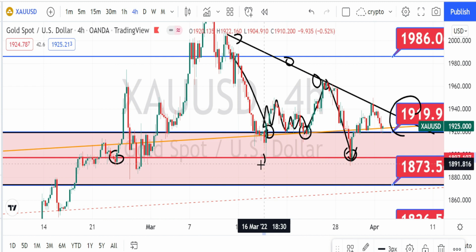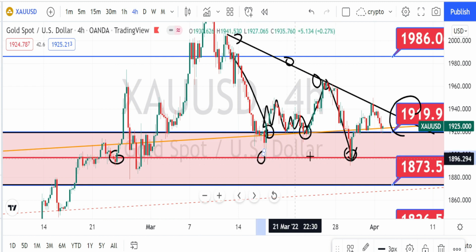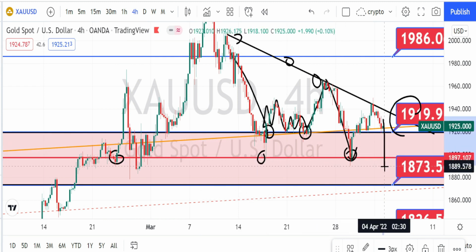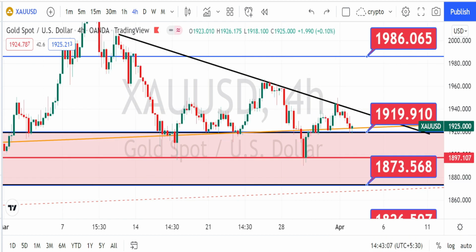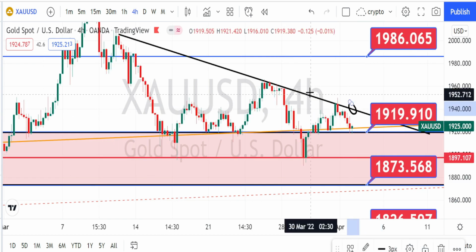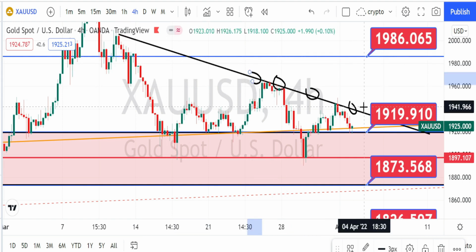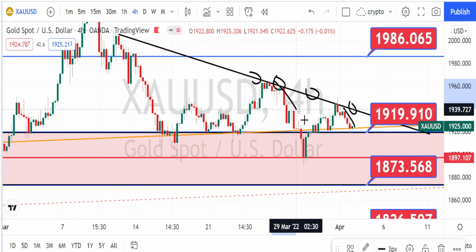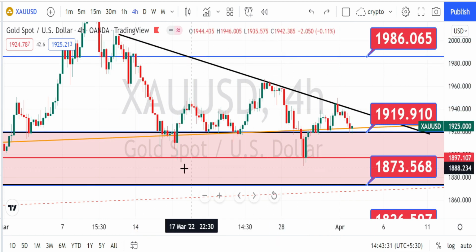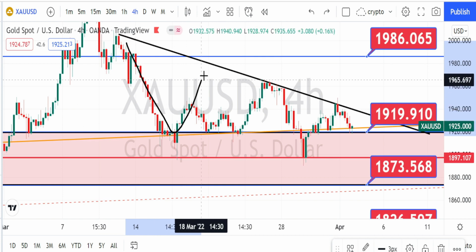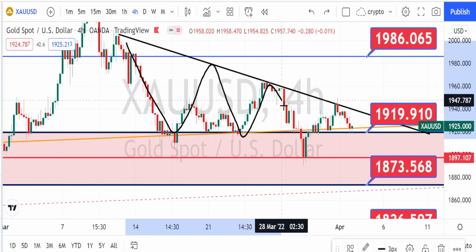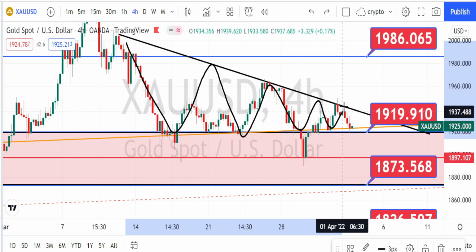So this level is going to be acting as a very strong support level if the bearish trend needs to continue. But currently, when we notice the price action, this resistance line is holding strong. Every time the price action tests this resistance line, we can notice the price action bouncing back on the bearish trend, and it is forming a triangle pattern. So soon we can expect a directional movement in this currency pair.